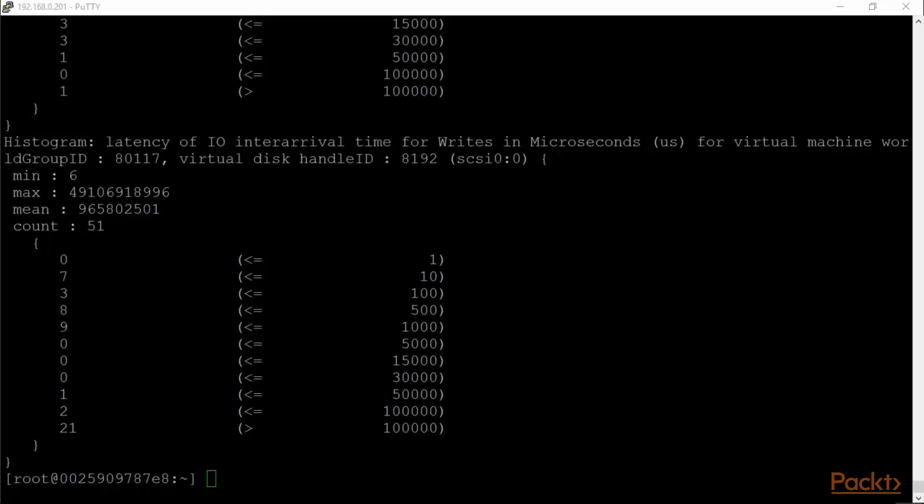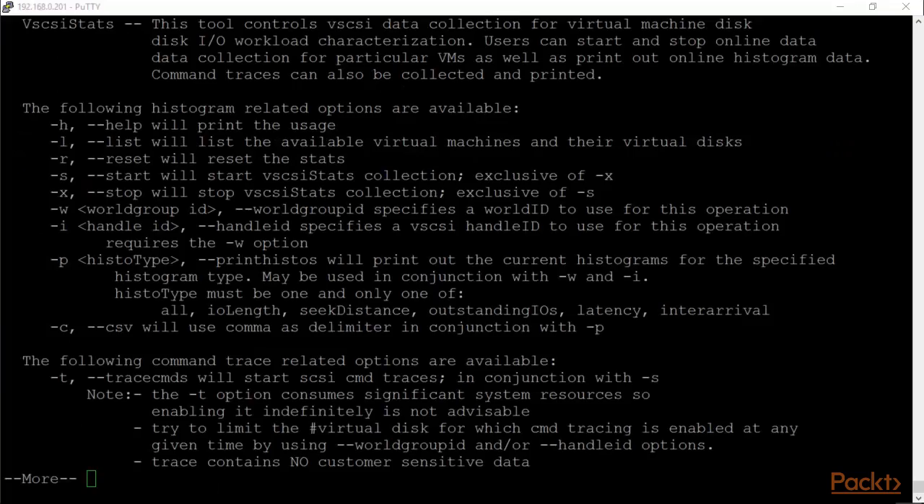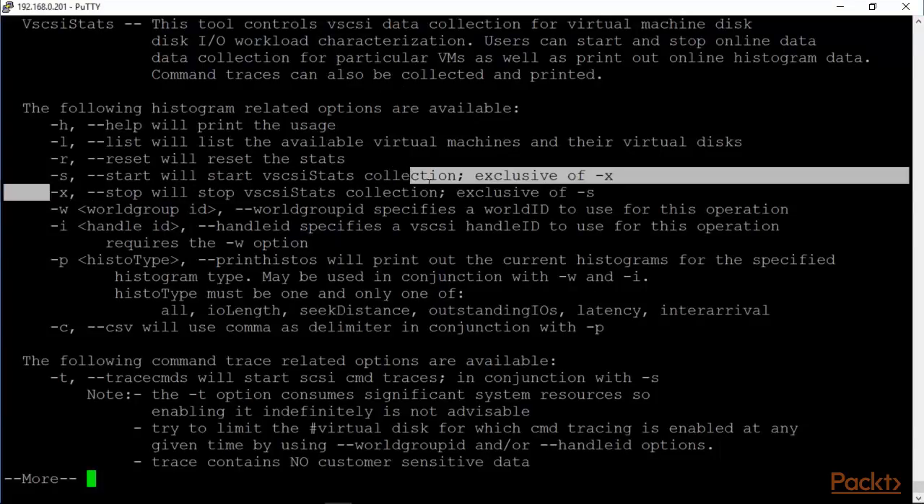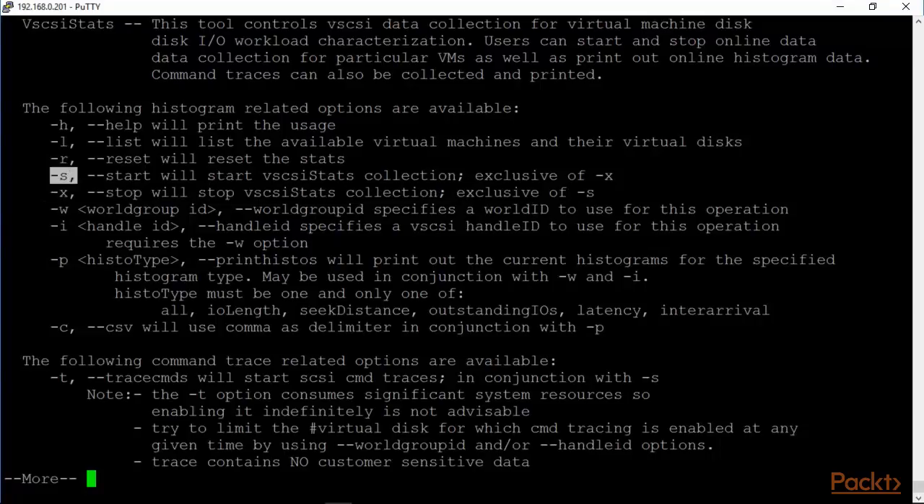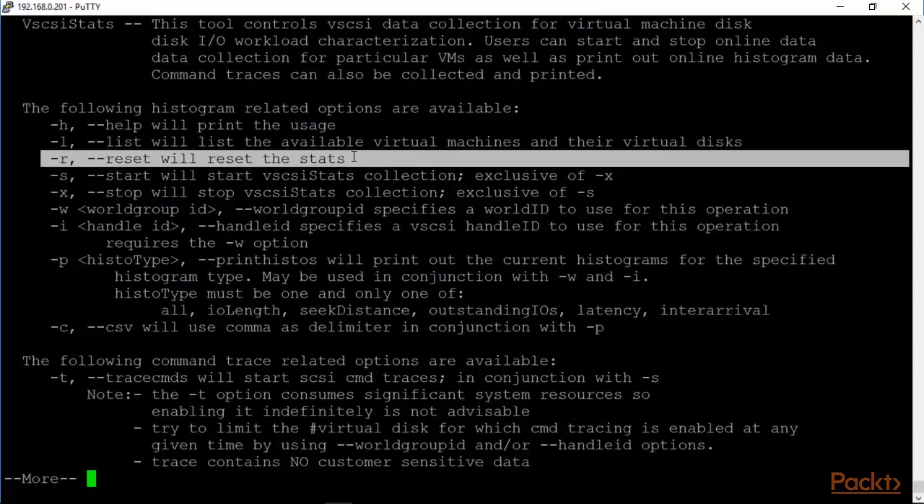So we are back now on our ESXi console here, and we had left vscsiStats running. So let's look at the commands for stopping vscsiStats. It is done with the -x, and the -s, as of course we've seen, starts it. -r is interesting because it will reset the stats and just keep going.